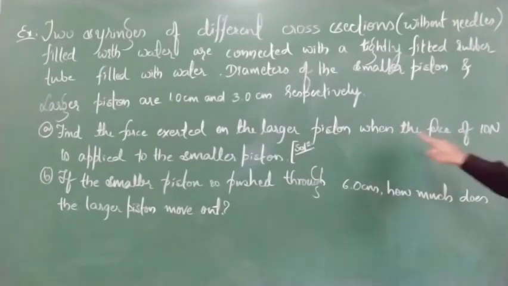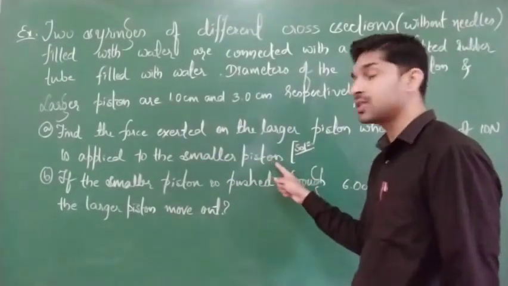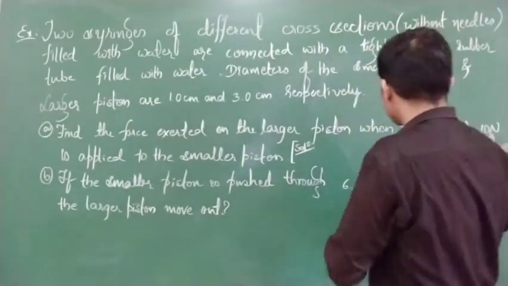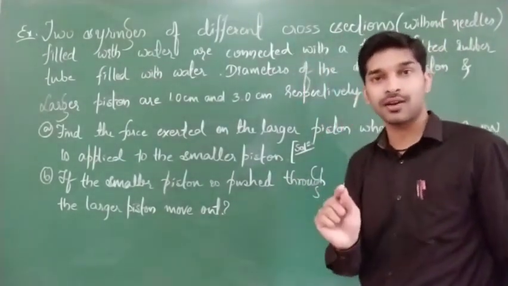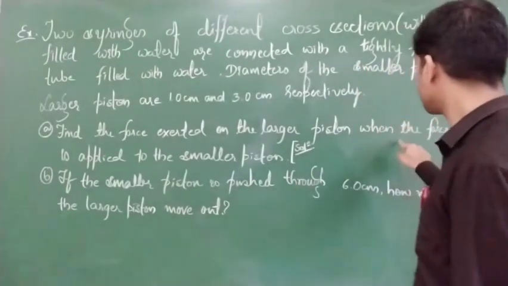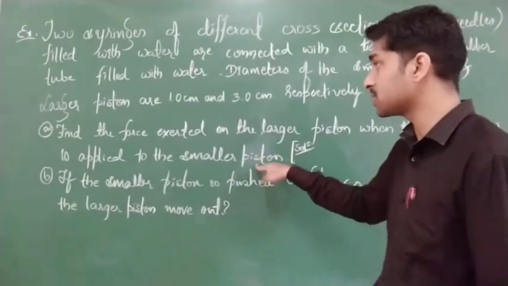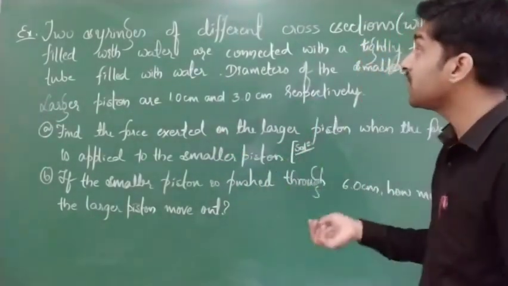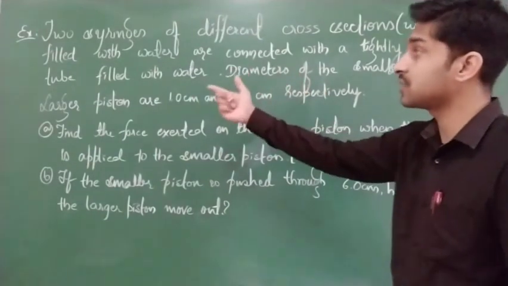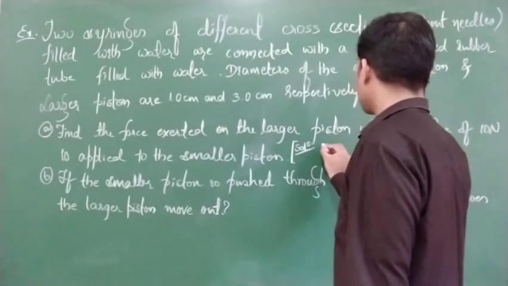When a force of 10 Newton is applied on the smaller piston, that 10 Newton is nothing but F1. A small force of 10 Newton is applied on the smaller piston, and they are asking for the value of F2. And what about A1 and A2? They have given the diameters of the larger piston and smaller piston.